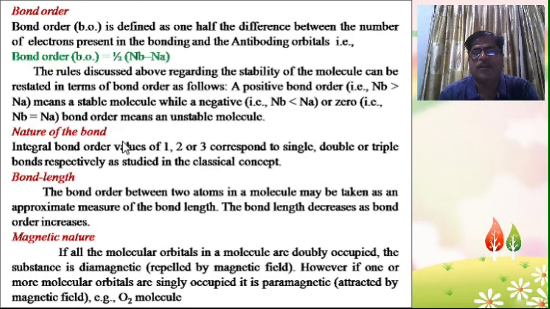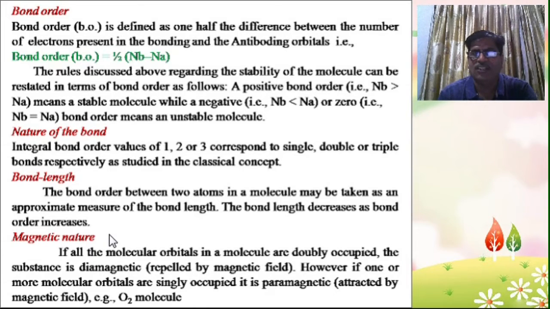Nature of the bond: integral bond order values, for example 1, 2, 3, correspond to single, double or triple bond respectively, as studied in the classical concept. Bond length: the bond order between two atoms in a molecule may be taken as an approximate measure of the bond length. The bond length decreases as bond order increases.